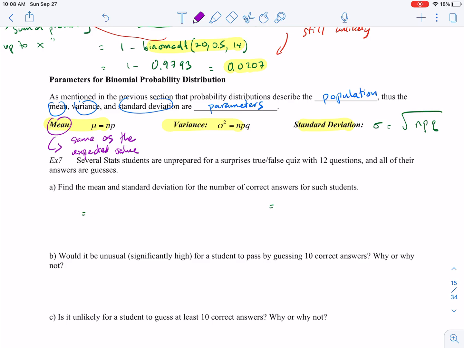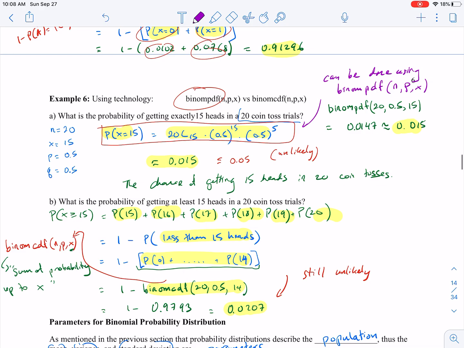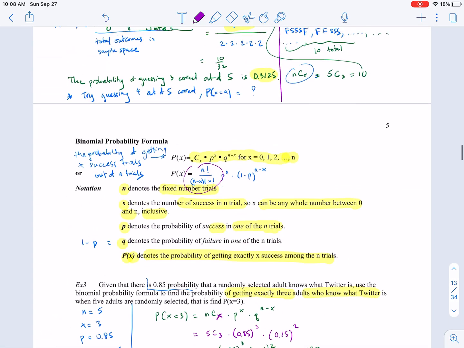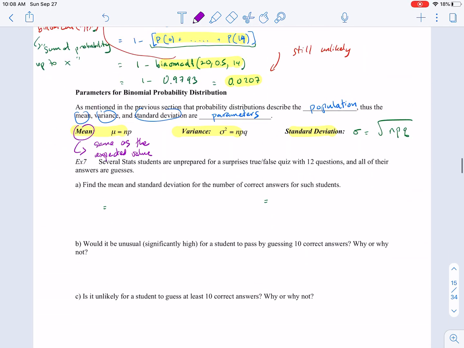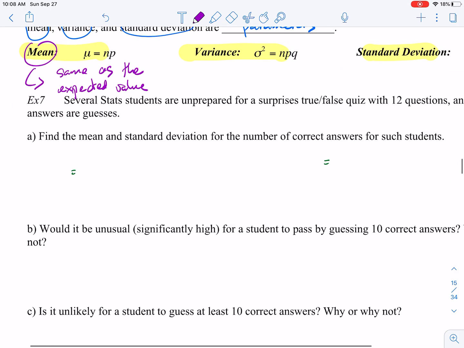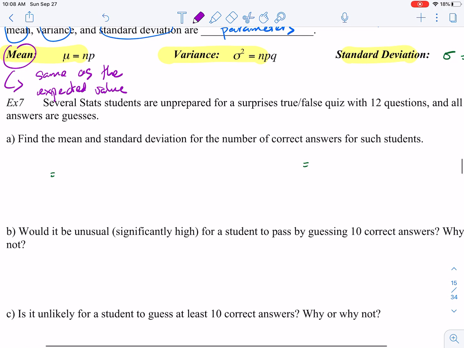It may word it in a way where, find the expected value of the number of heads from a certain coin toss trial. I don't know. Or, when we're looking at guessing, the question right here, where is it at? Actually, I'm going to show you how to do this problem. Example 7 is kind of a good way to demonstrate what the expected value would be. So let's get to that.